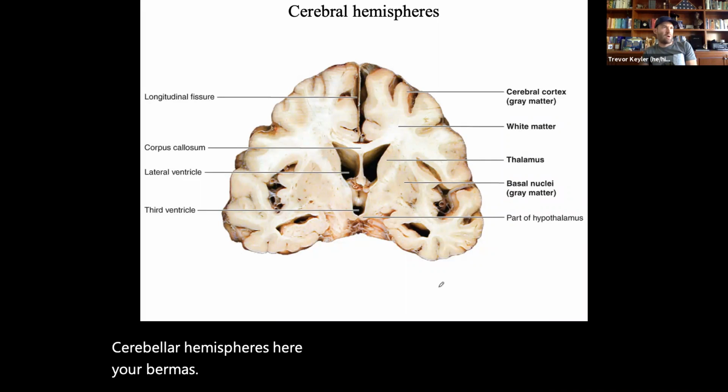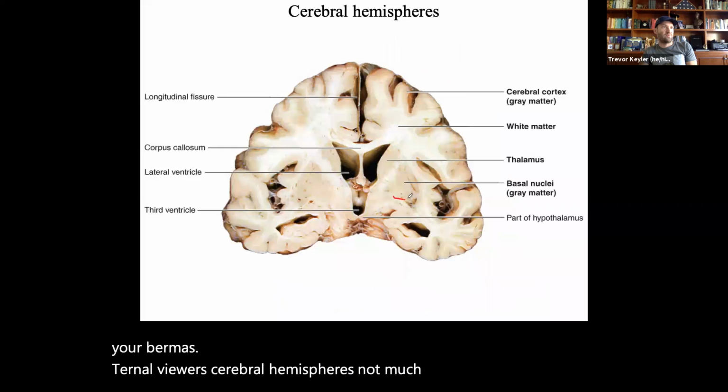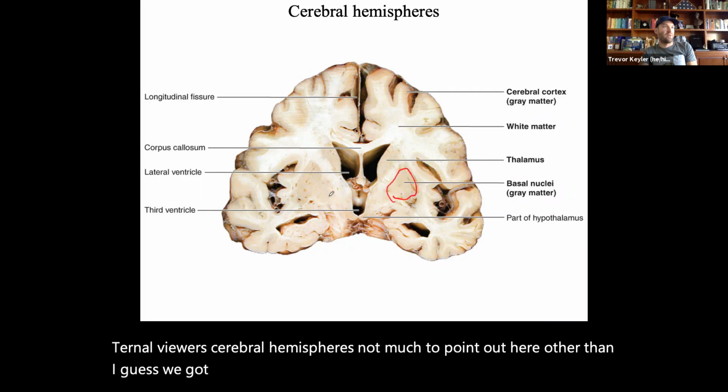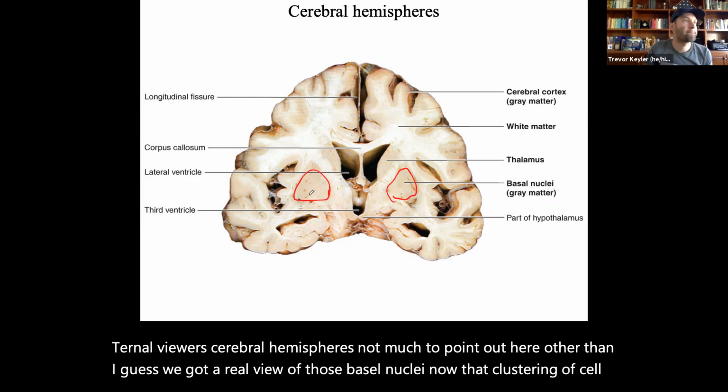Internal view of your cerebral hemispheres. Not much to point out here other than, I guess we got a real view of those basal nuclei now, that clustering of cell bodies within the brain.